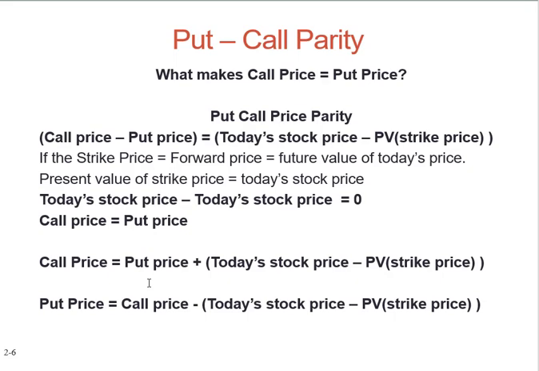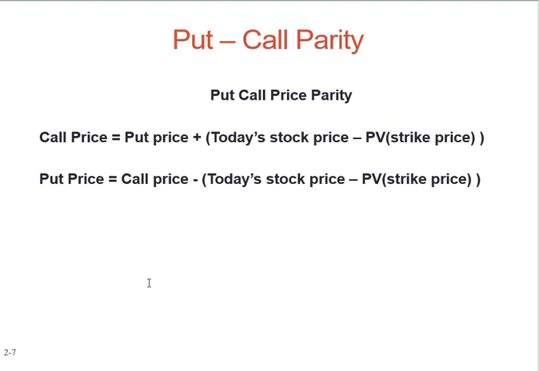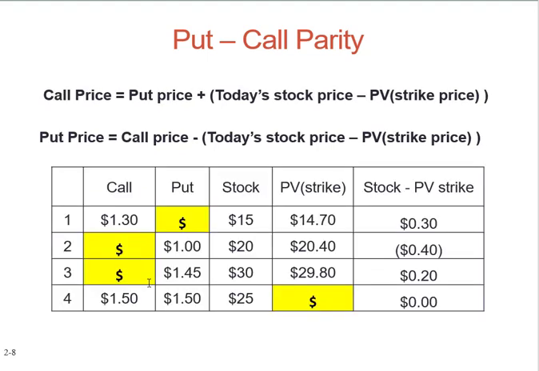Cleaning this up so we're only on one page of formulas. The call price is going to be equal to the put price plus that price differential. The put is going to be the call minus the price differential. So once I know one of the two options, I can find the price of the other. Once I know any three of the variables, I can find the fourth. That's also a possibility. So let's take a look at a table.